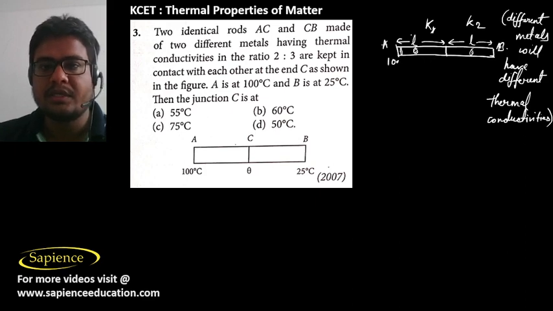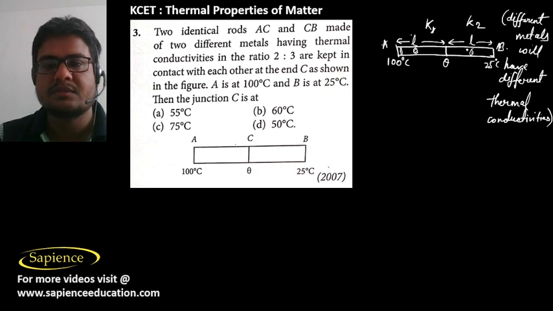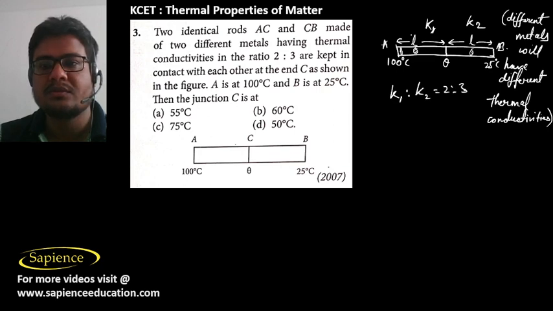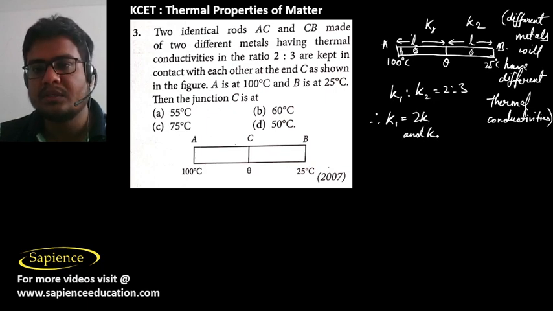So now point A is 100 degrees Celsius, this is theta, and this is 25 degrees Celsius. Now here it is told that K1 is to K2, that is 2 is to 3. It means K1 I can take as 2K, and K2 we can take as 3K.